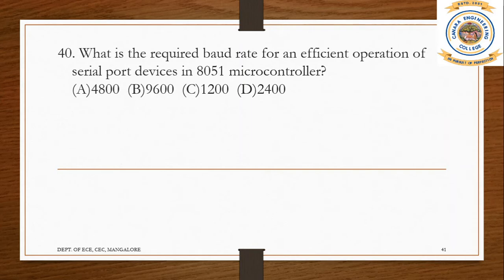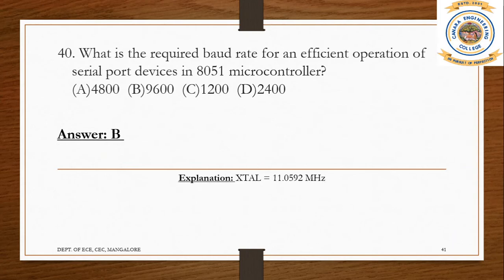Okay, coming back to serial communication. What is the required baud rate? So we had a question on baud rate, right? What is a baud rate? Baud rate was bits per second, right? So how many bits per second 8051 can handle is the question. How many bits per second can the 8051 transfer serially? So the answer is 9600. There is a little bit of computation here.